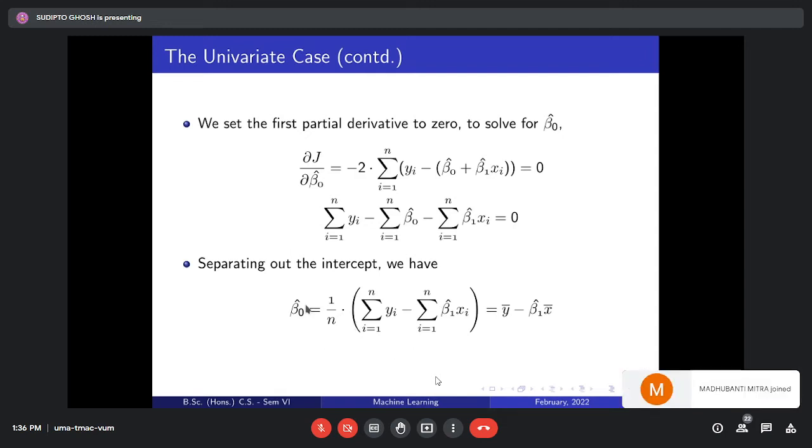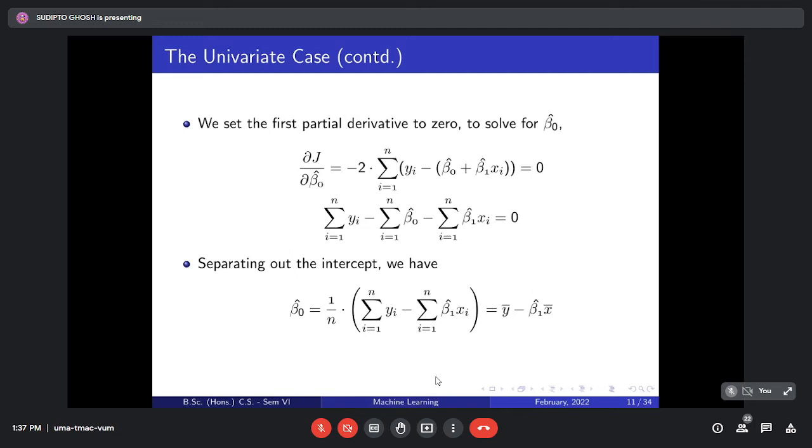You come up with this particular representation, that is the sum of yi minus the sum of beta 1 xi, divided by n. Now if you multiply 1 by n inside, you will have the sum of all the terms divided by n. What is that? That is the mean. Similarly, you can take beta 1 outside, and the sum of all the x values divided by n, that is x mean. So in a very short way, we can represent our intercept as y mean minus beta 1 x mean.